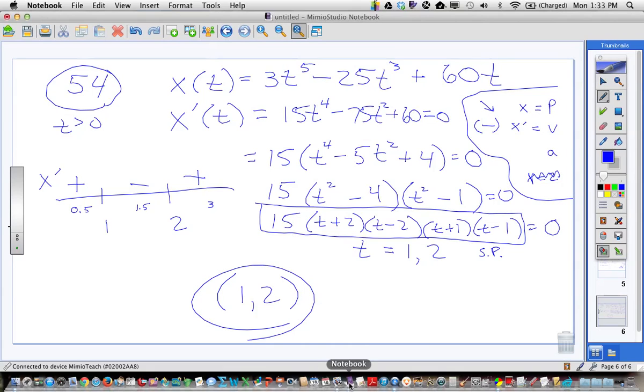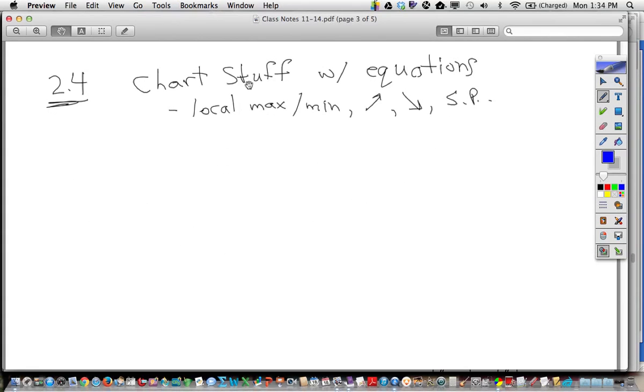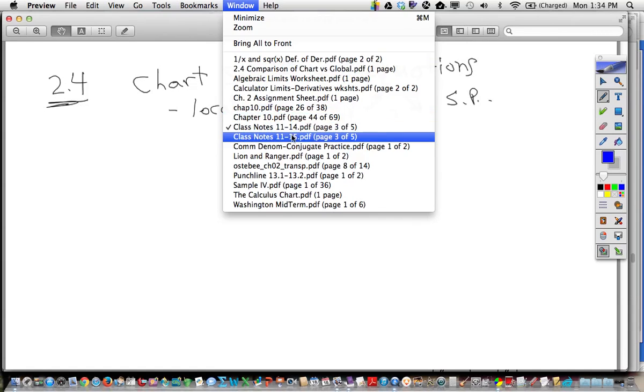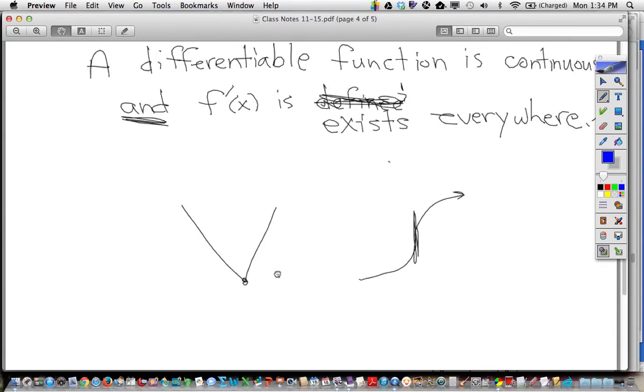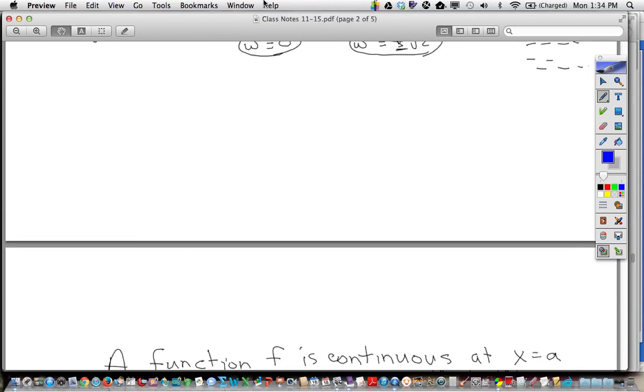All right, so if we go back to our worksheet here, that's the chart stuff kind of problems. Number 19, if I pull up the notes from Friday, we did number, or did we? No, that was 2 days ago. That was on the 14th.